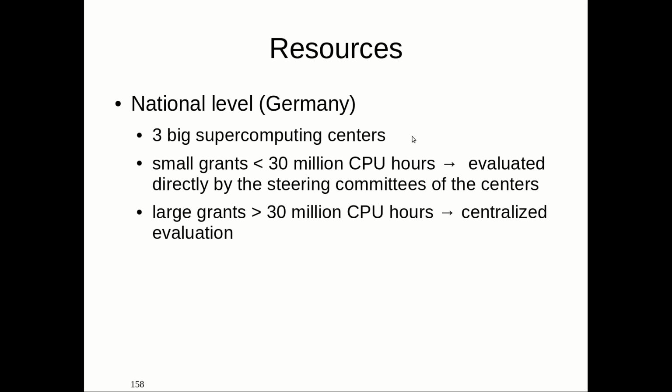In terms of resources, at the national level, at least in Germany, that I know best, we have 3 big supercomputing centers in Munich, Stuttgart, and Jülich. And then we have this distinction between small grants that are typically less than 30 million CPU hours, which are evaluated directly by the steering committees of the respective centers. So those are the grants that I get to review. And then we have the large grants exceeding 30 million CPU hours that undergo centralized evaluation.